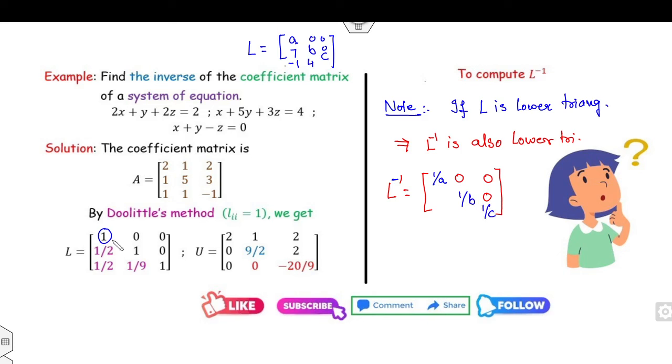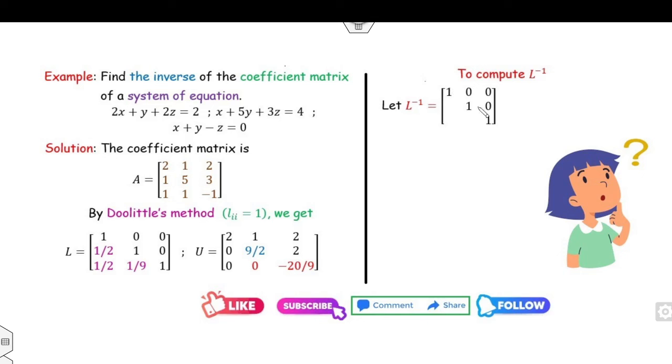Fine. So in this particular example, the diagonal entries are 1, and the reciprocal of this is again 1, 1, 1. How can you find the values of A, B and C? There are two methods. The first method: because it is a 3 cross 3 matrix and it is very easy, you can find the adjoint of L and divide it by the determinant of L. That will give the L inverse. Fine. But I will tell you a second method that is much easier than this.